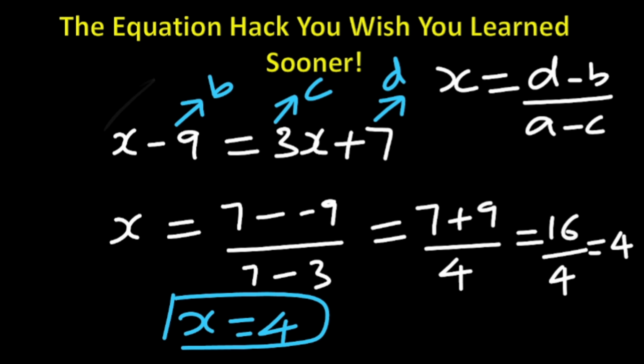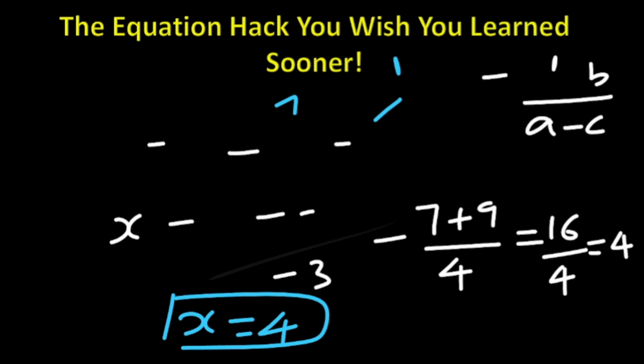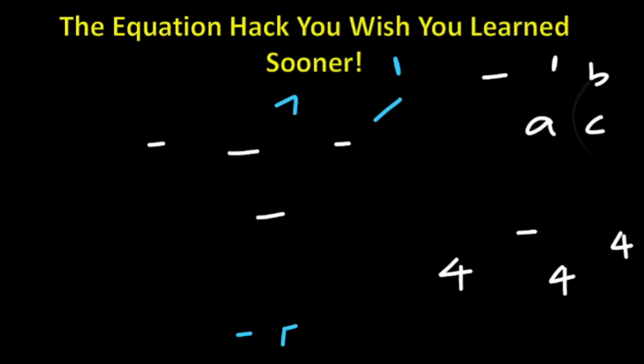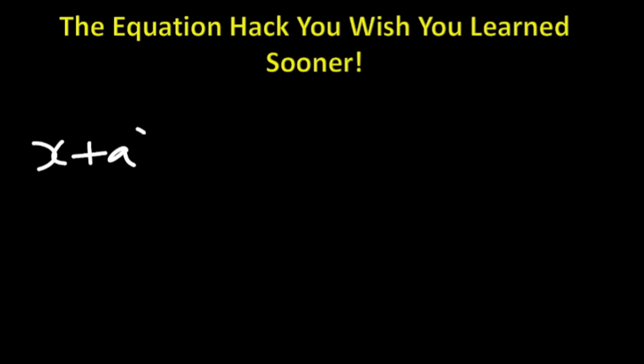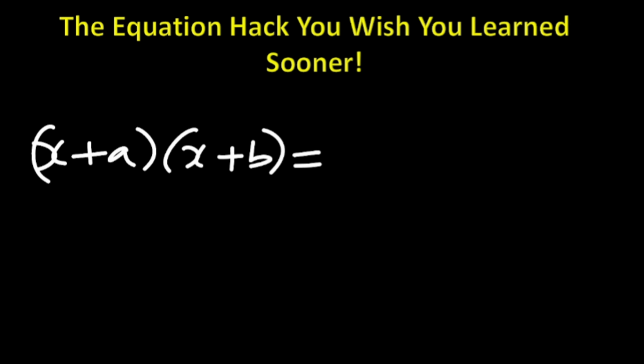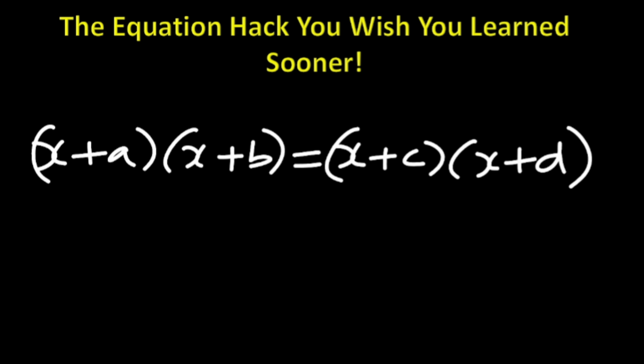Let's see what if the equations are of a different type. Say, let's take another equation and see how we solve that. Say if the equation is in the form x plus a times x plus b equals x plus c times x plus d. So earlier we have seen if ax plus b equals cx plus d, then we saw x equals d minus b over a minus c.